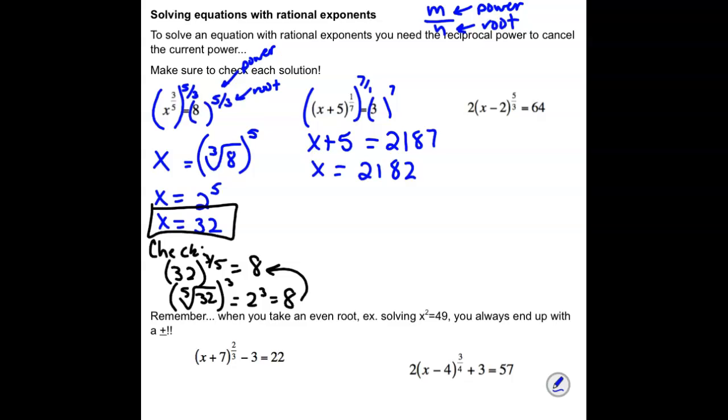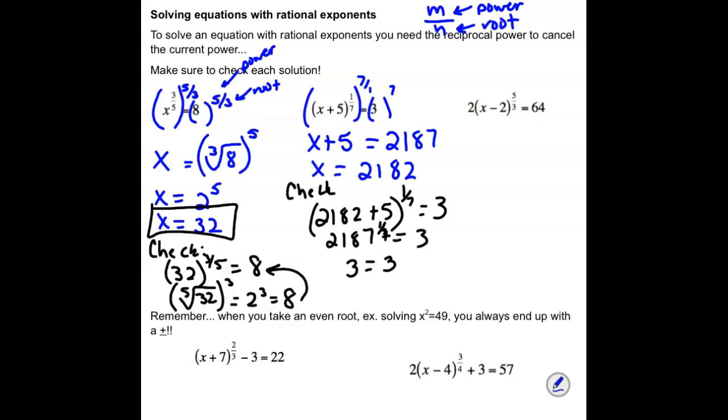All right, checking it, we're going to take 2182, add 5 to it, and then take its 7th root. Adding 5 gets us 2187. And that's supposed to equal 3. When we take the 7th root, we end up with 3. So it does work.